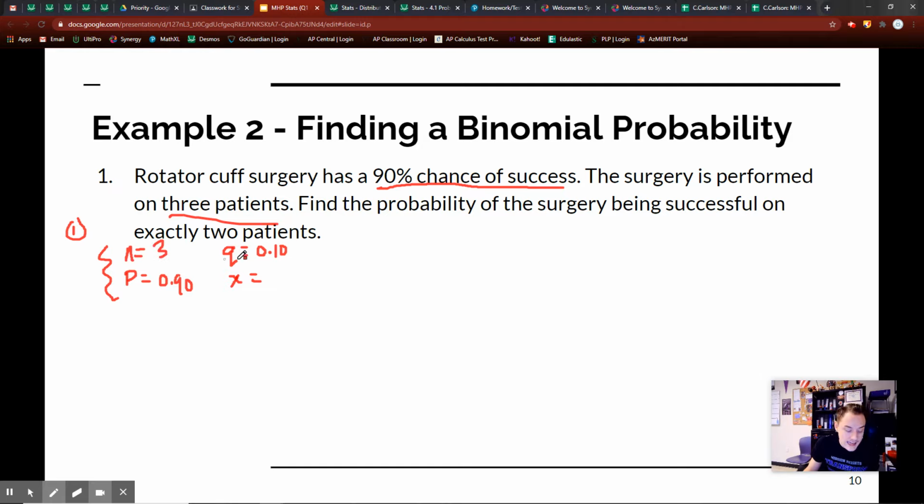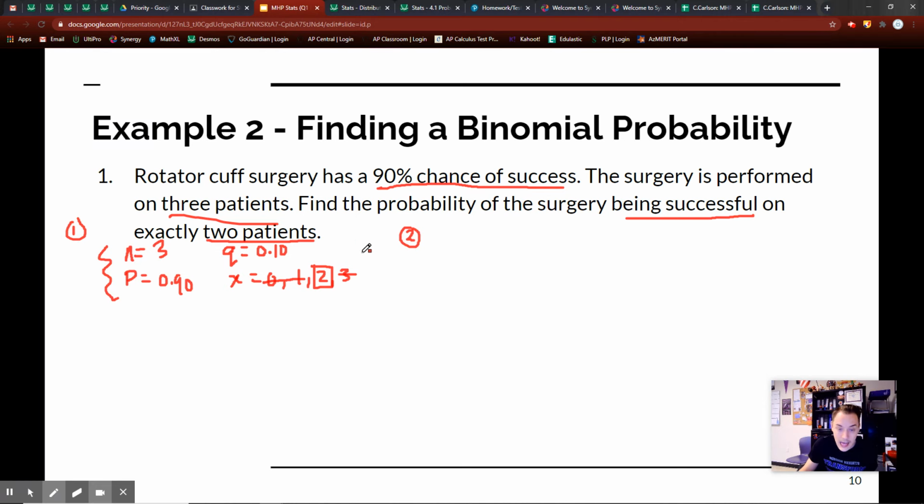And now, what is my X? Find the probability of being successful on exactly 2 patients. So exactly 2 patients. I'm not going to include 0, 1, 2, 3. Since I want exactly 2 patients, I'm going to pinpoint that 2 here. I really don't care about the 3, the 1, and the 0. I only want the 2, because I want exactly 2 patients.